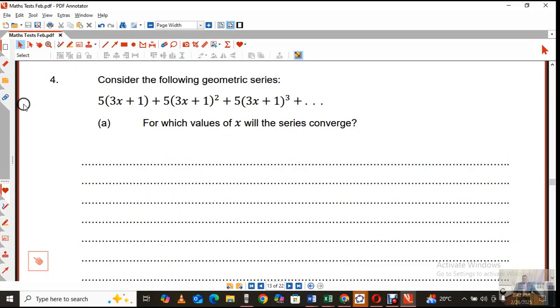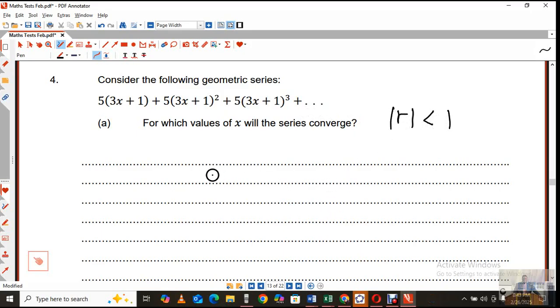We're very close to the end. Consider the following geometric series for which the values of x will converge. For GPs to converge, they have to have a specific determination, and that is that the absolute value of R, the common ratio, should be less than 1. I hope by this time you have done the algebra to understand.